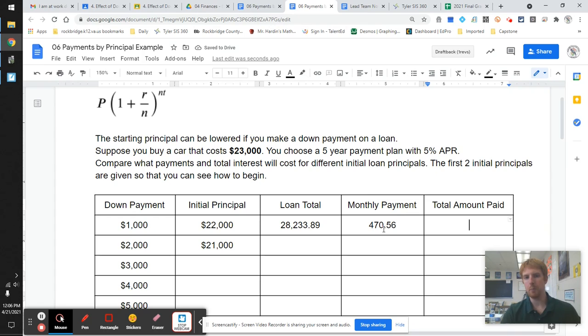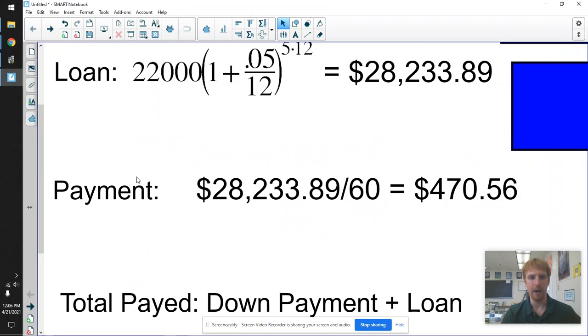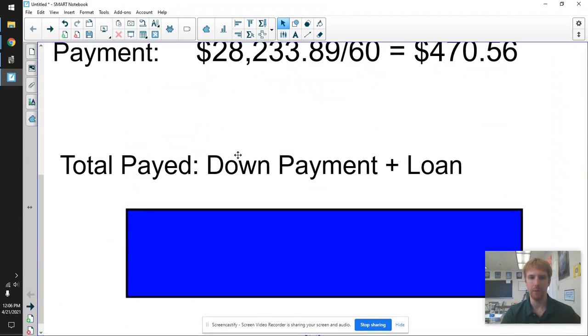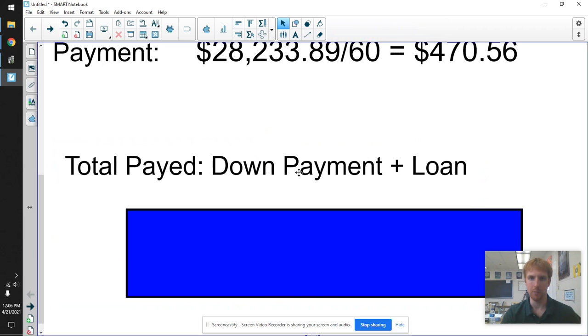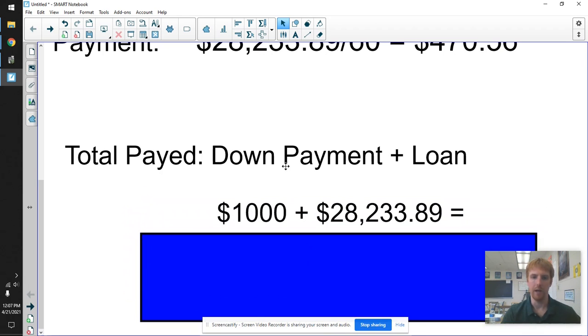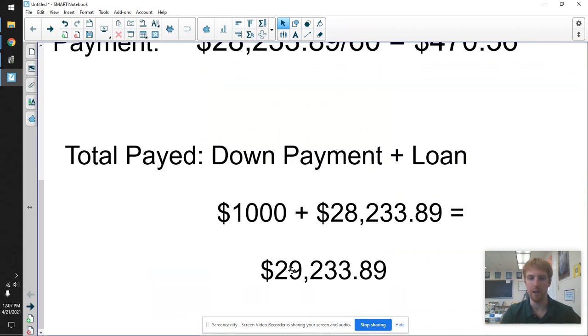In the end, you've got to think about, first of all, you did pay $1,000 in the beginning. Then you took out a loan, which you paid $28,000 and the rest of that on. The way to think about the final amount, the total you paid, is the down payment plus the loan amount, because you made a down payment and you paid off a loan. So put those together, $1,000 down payment plus what I paid for the loan, and I'm paying $29,233.89. So let's put it in.